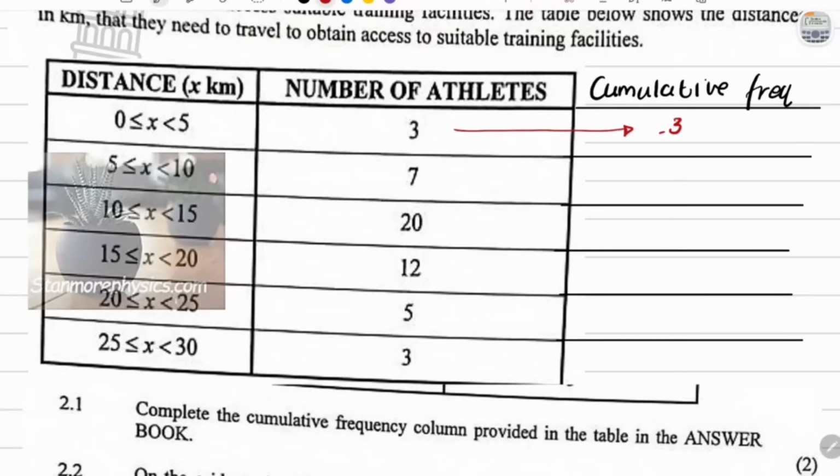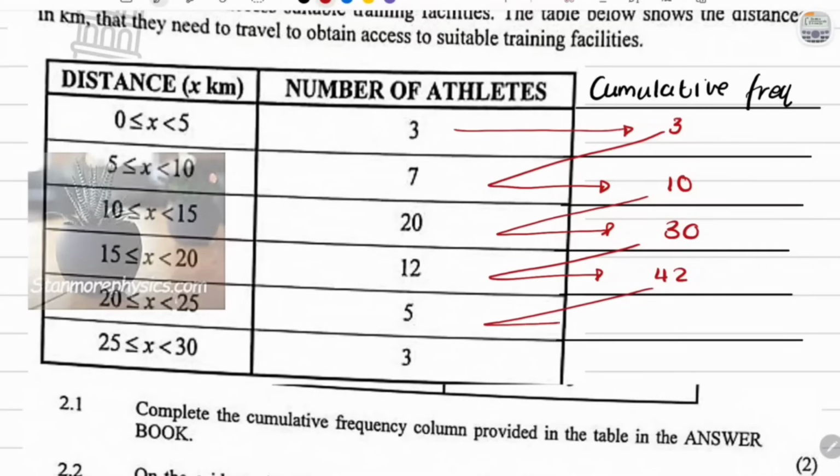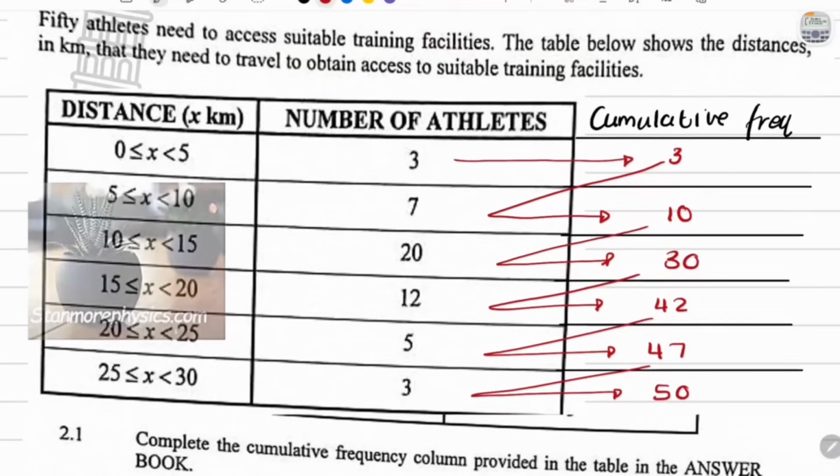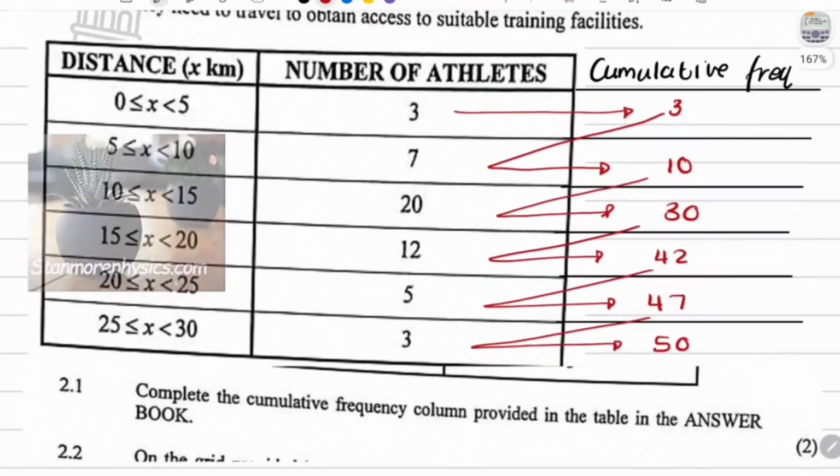And to get the next number, you say 3 plus the 7, and you get 10. And then 10 plus 20, and that's 30. 30 plus 12, and that's 42. 42 plus 5, and that's 47. And then 47 plus 3, and that is 50. So there we go. And that's how you fill in your cumulative frequency.